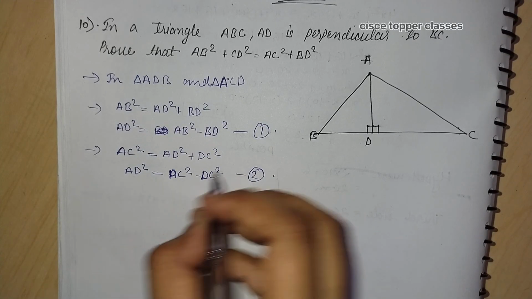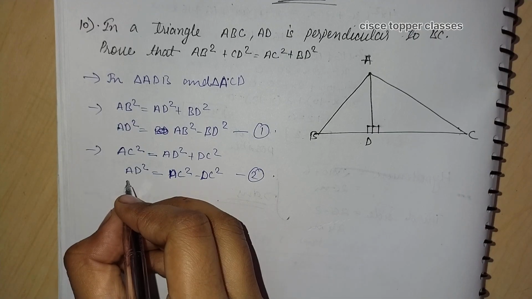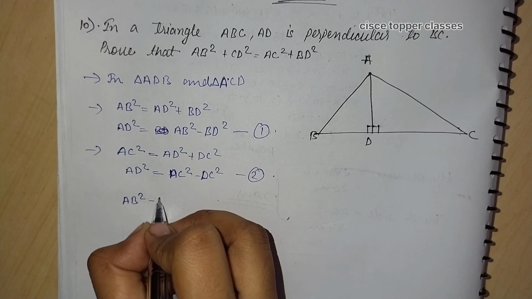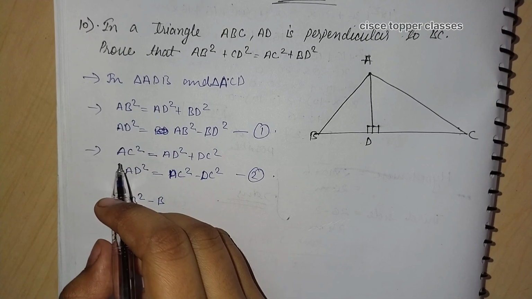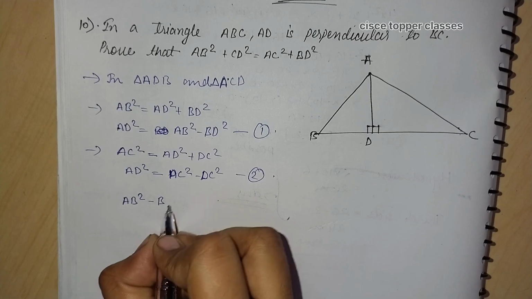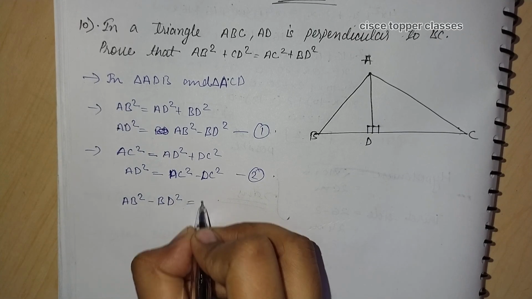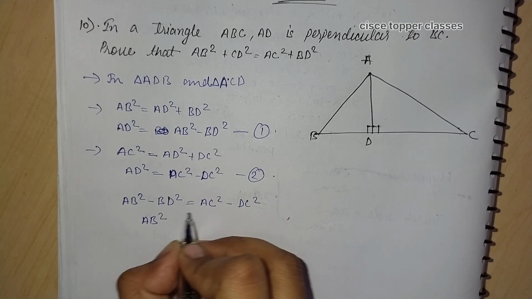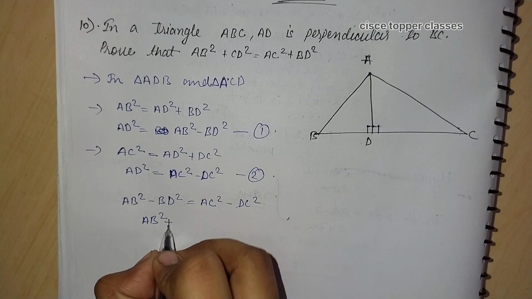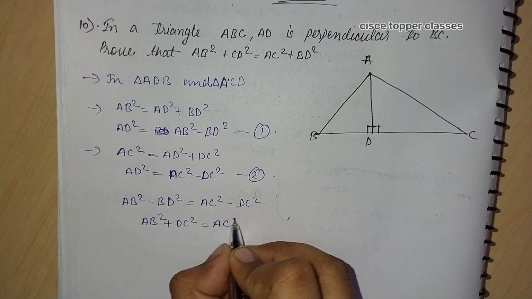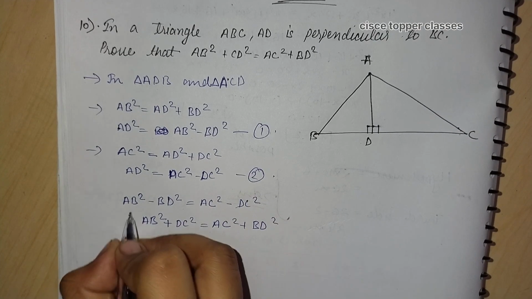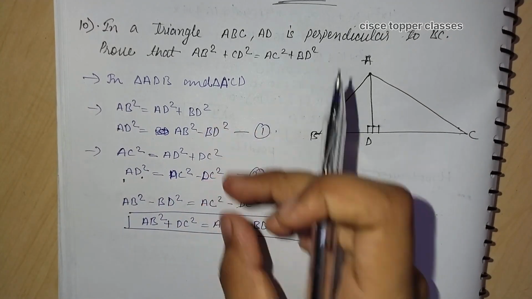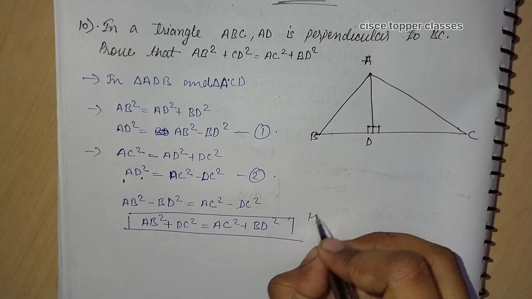Now from the first and second equations, AD square will be equal in both. So we get AB square minus BD square equal to AC square minus DC square. Putting the DC square on this side, it will be AB square plus DC square equal to AC square plus BD square. This is the only thing which we have to prove in this question. We put these two values of AD square as equal, and hence proved.